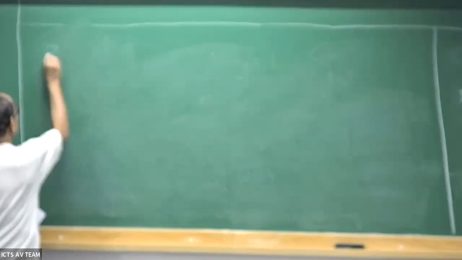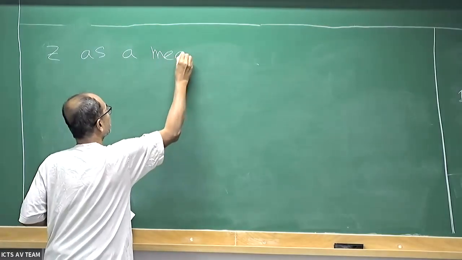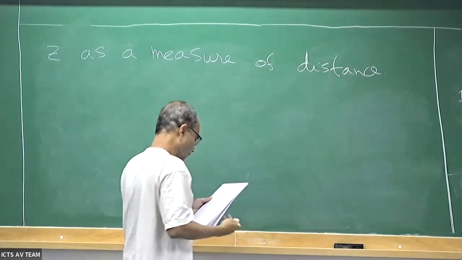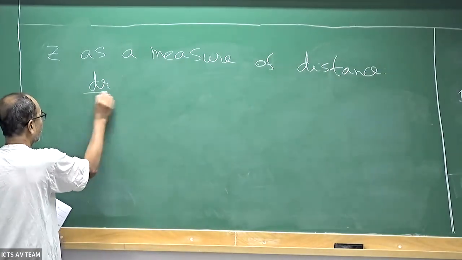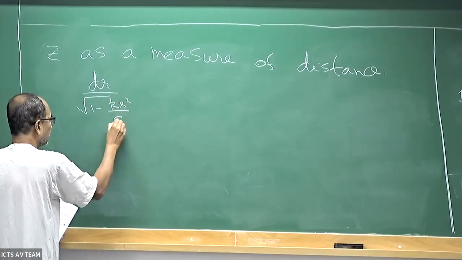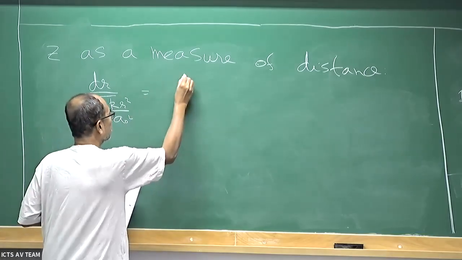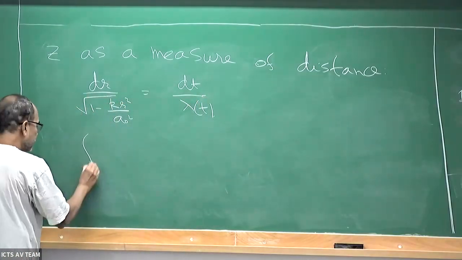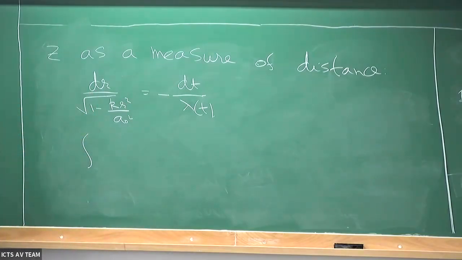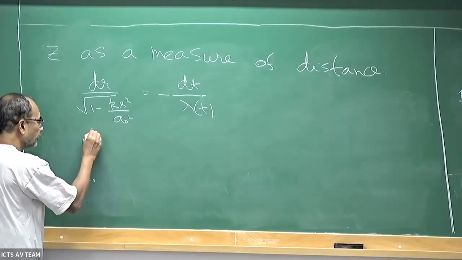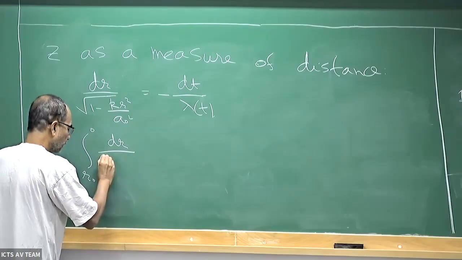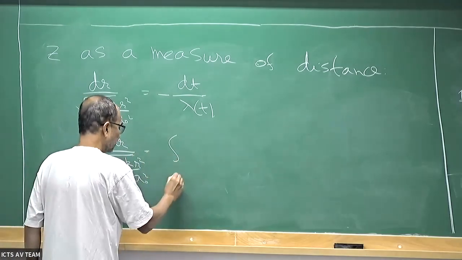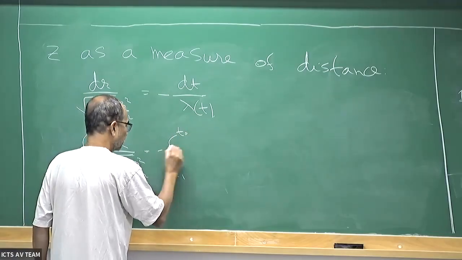So Z as a measure of distance. You have already seen this equation: dr over square root of 1 minus k r squared over a0 squared is dt over lambda t. Imagine that the signal is coming from R naught to 0, with R reducing. Then the integral of dr over square root of 1 minus k r squared over a naught squared equals the integral from t1 to t naught of dt over lambda t.